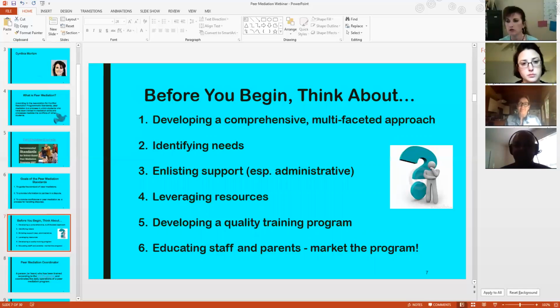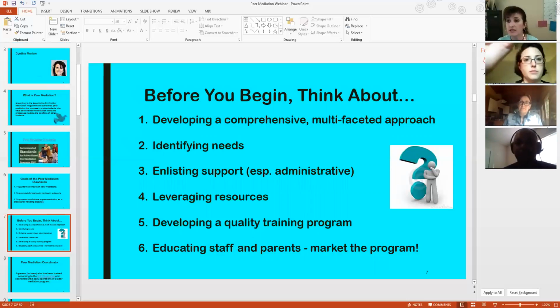Who's going to be your trainer? Does that trainer know the standards? Will that trainer follow up? Has the coordinator been trained? And we're going to talk about what a coordinator does. Are your students well trained, and do they get subsequent training, which is really important? And of course, evaluation is always important.